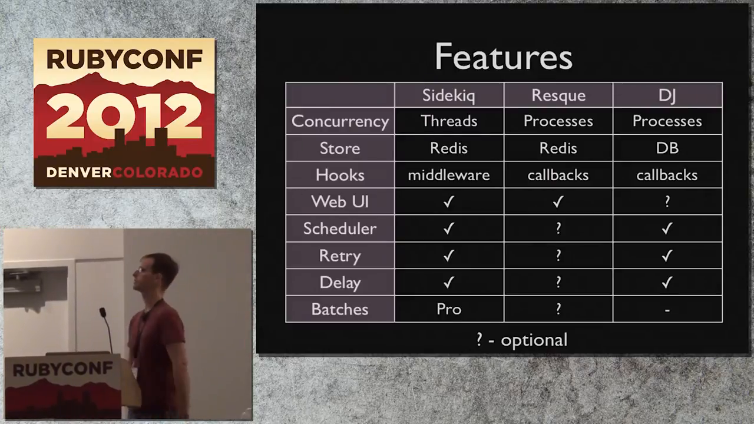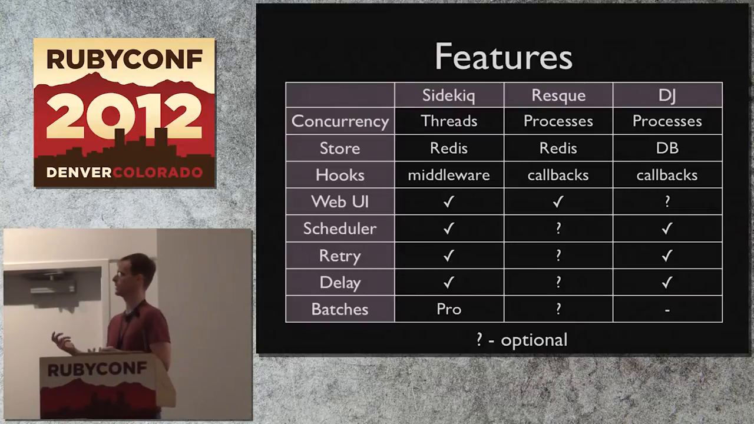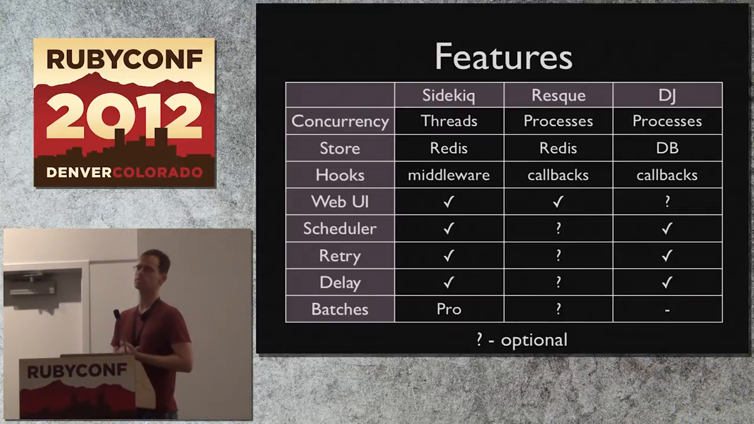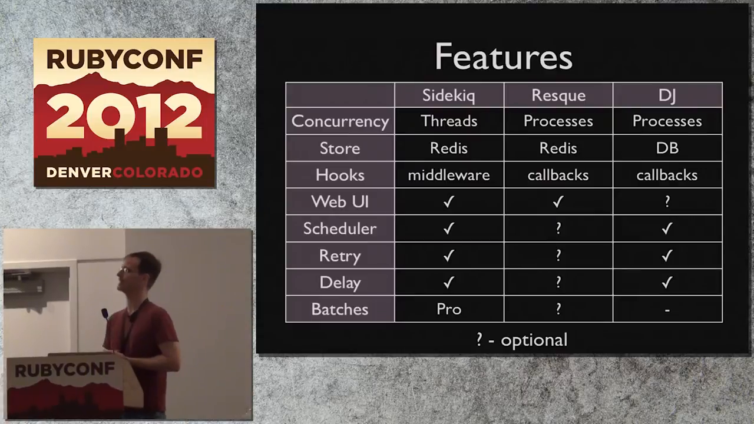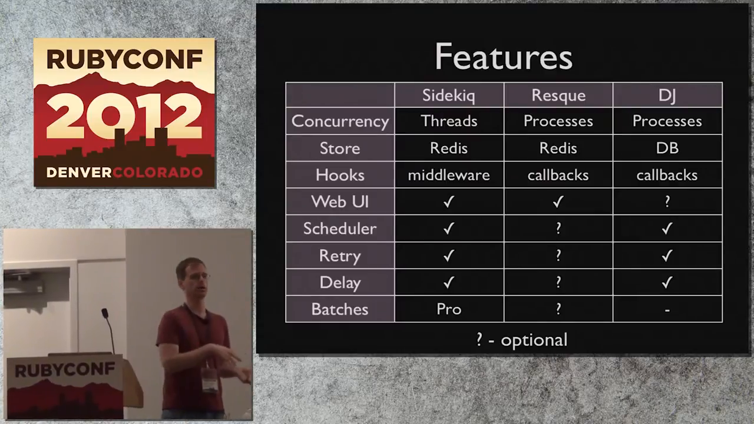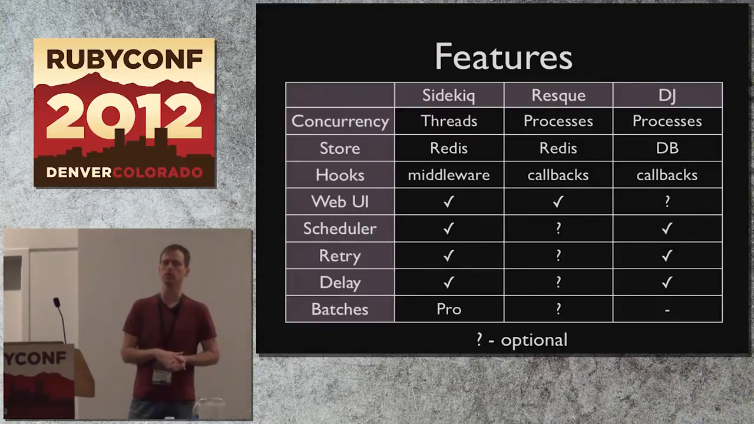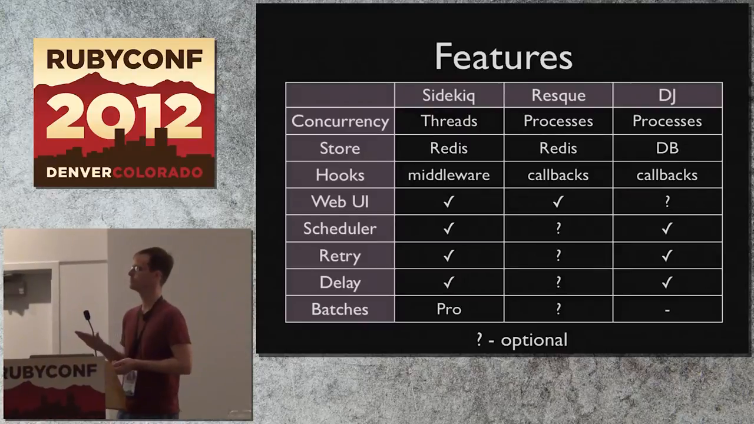In terms of feature sets, in terms of concurrency models, Sidekick uses threads, the other two use processes. I like Resque's use of Redis. I love Redis as a data store. One of the most frequent questions I get is, can I use Mongo or Cassandra or Riak or MySQL or Postgres to store my data? And my answer is always the same: no.